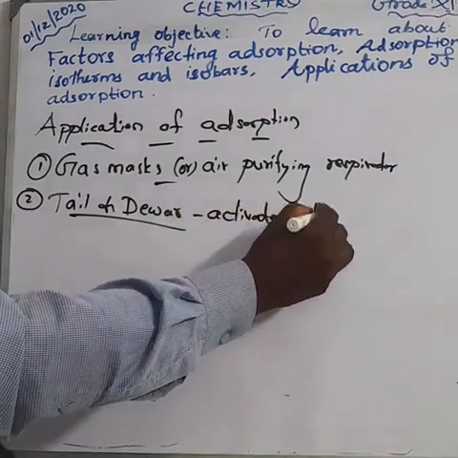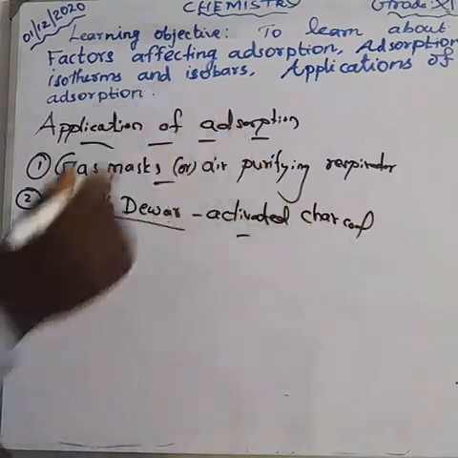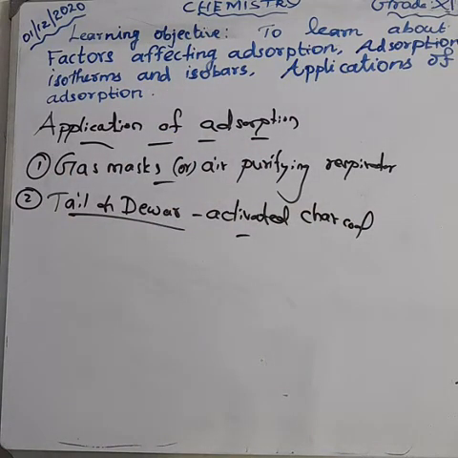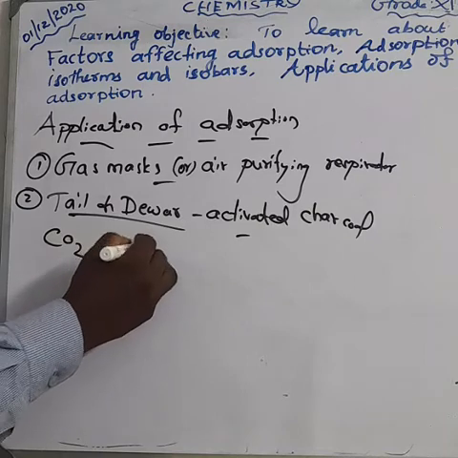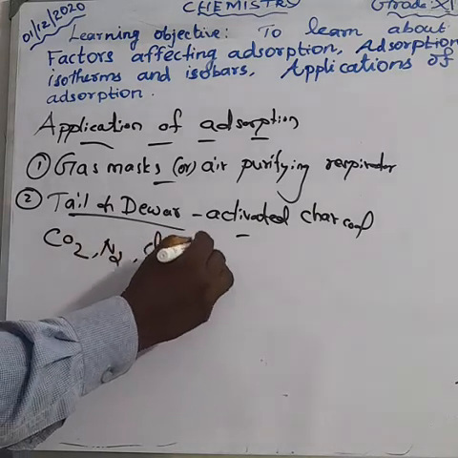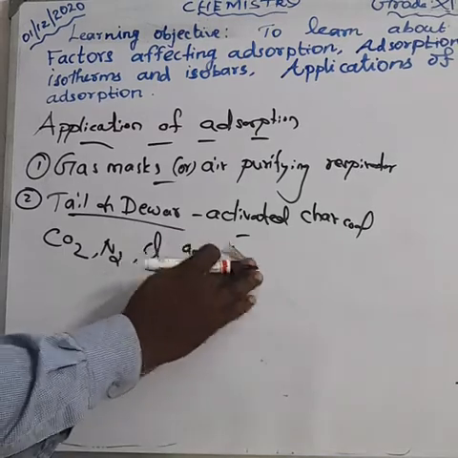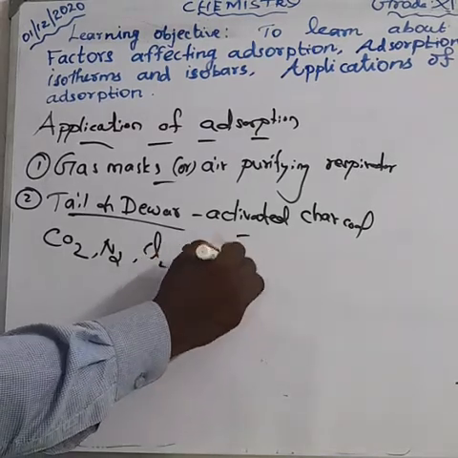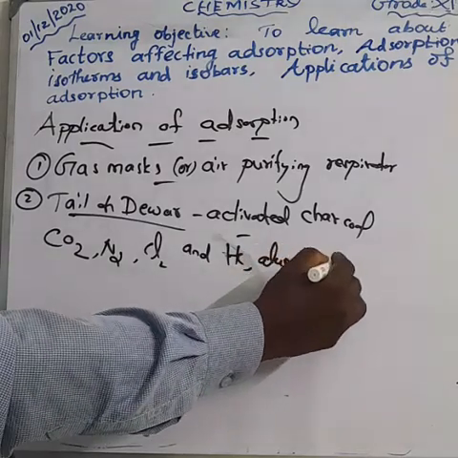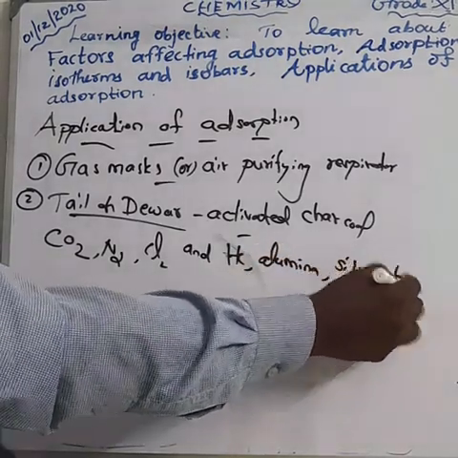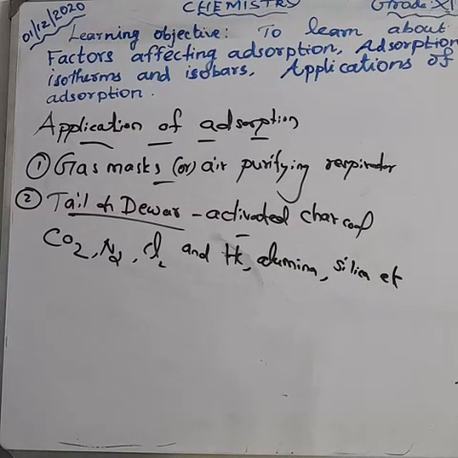Activated charcoal. Here, for dehydrating and also purifying gases, some of the gases like carbon dioxide, nitrogen, chlorine, and also helium, alumina, silica, etc. These are the gases that can be purified. What is dehydration?